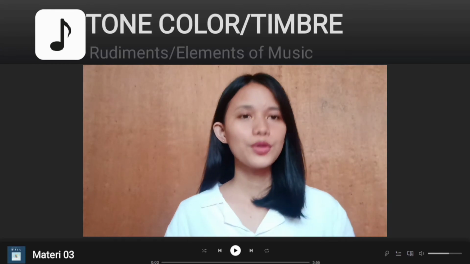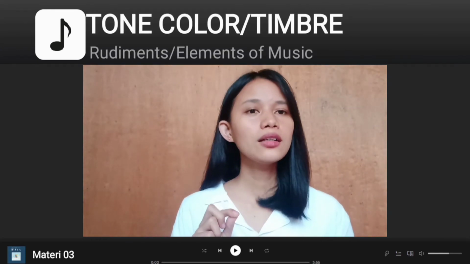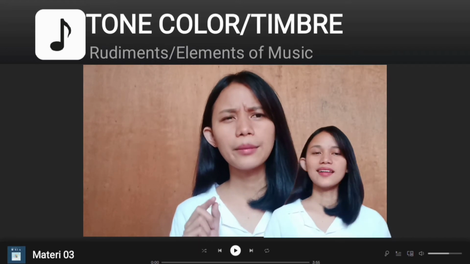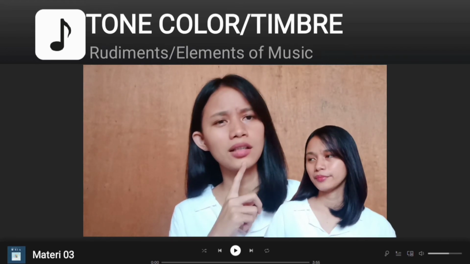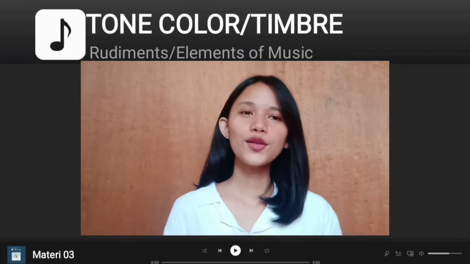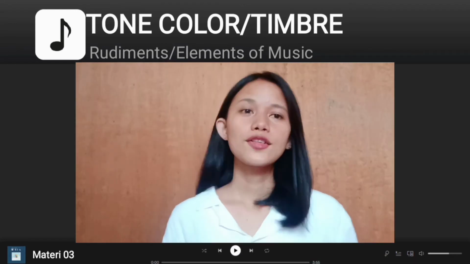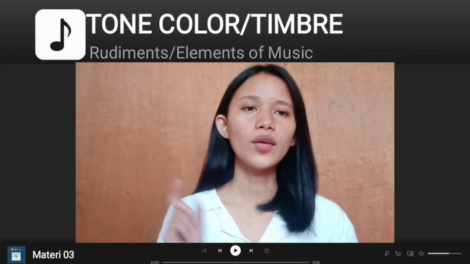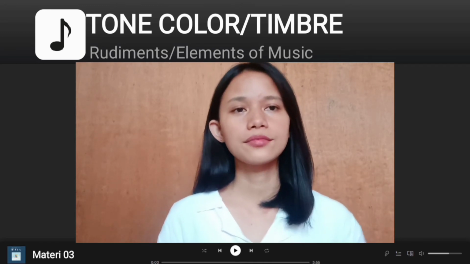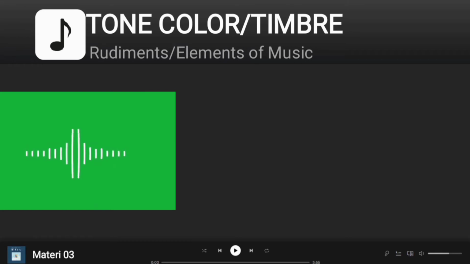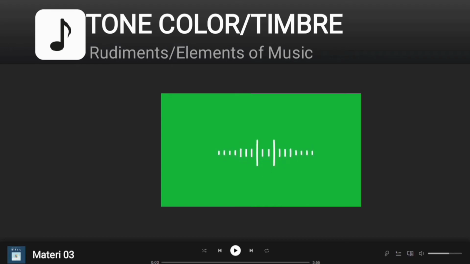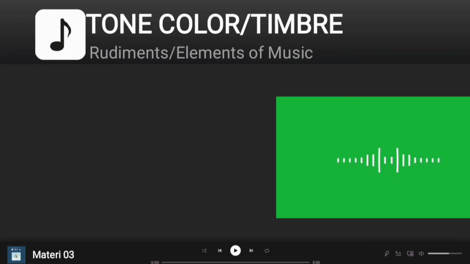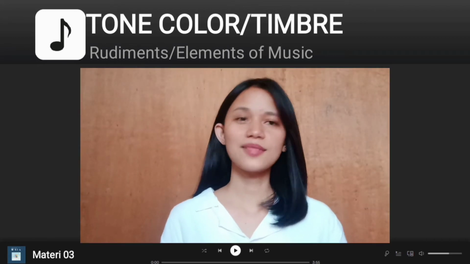So another element of music is tone color, or timbre. It is pronounced as timbre. Say that again, timbre. Yeah. Okay, so tone color or timbre. So before we start to know about timbre, I want you to listen to this first and recognize what instrument I am playing. Recognize what instrument is being played.